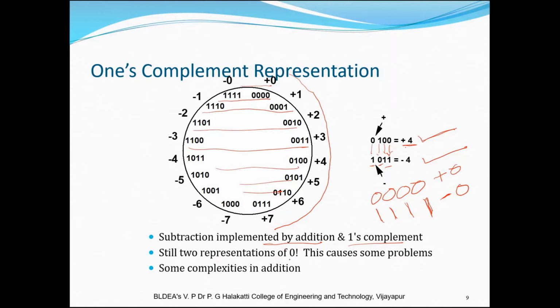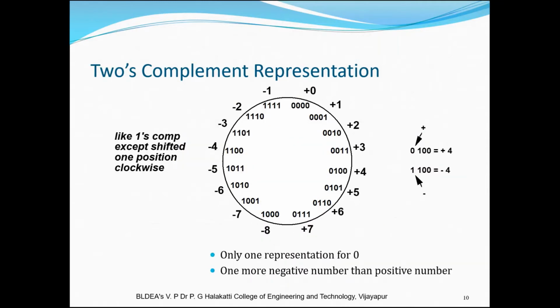Now there are still two representations for 0 in 1's complement, that is positive 0 and negative 0. In 1's complement as well as in sign and magnitude, there are two representations for 0. This may cause us some problem. Some complexity in additions will be there if I am using sign and magnitude as well as the 1's complement method. Now to overcome this, we are going to use the 2's complement system.